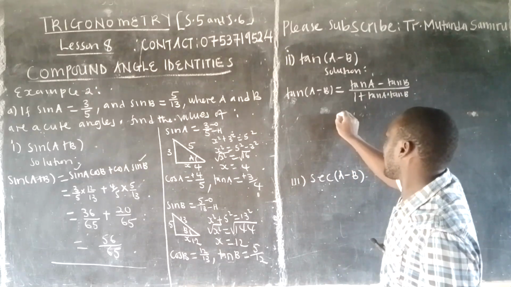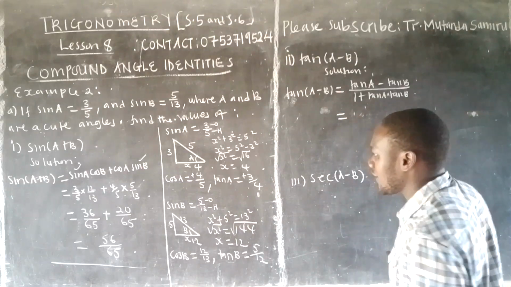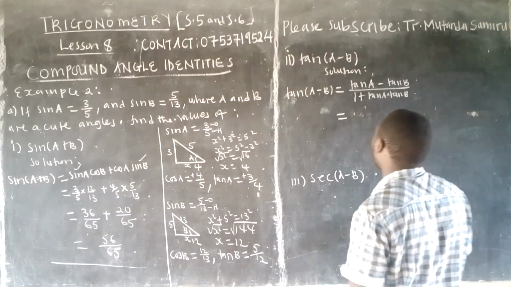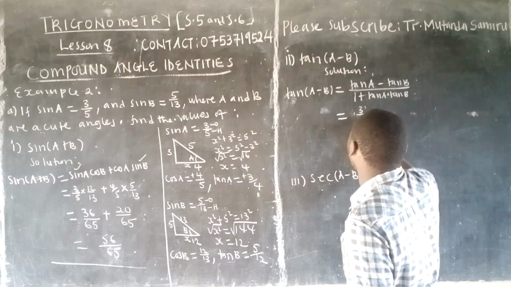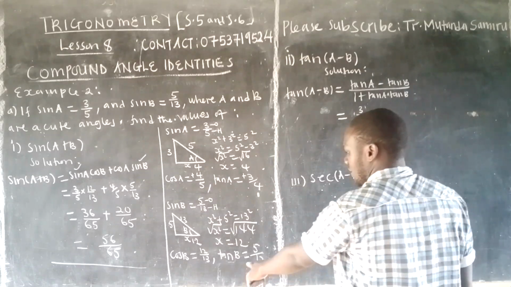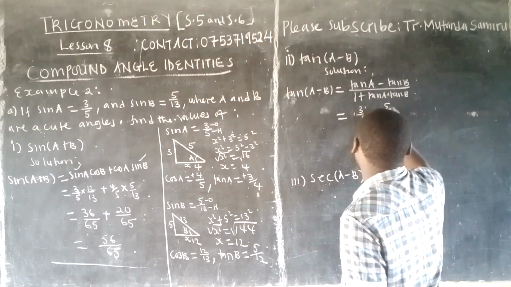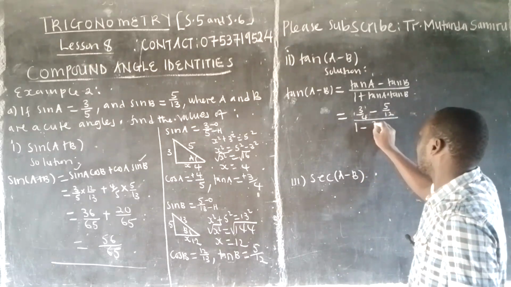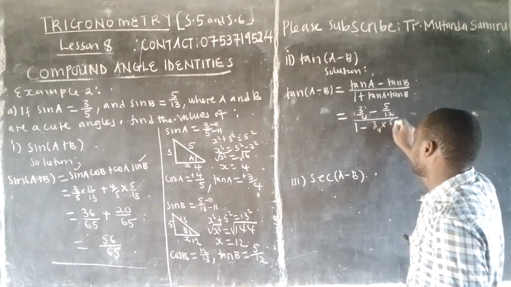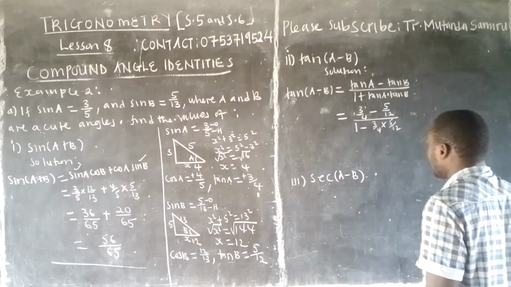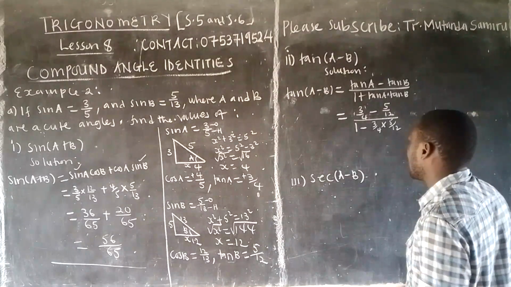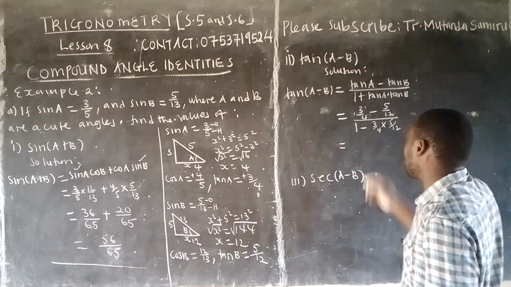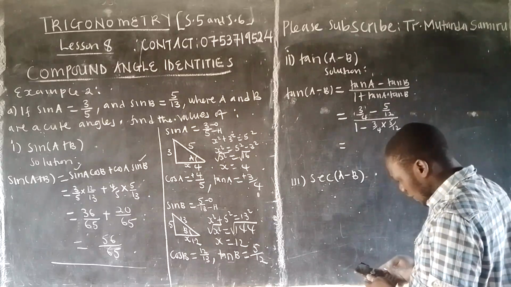After reaching that level, now let's substitute. What is our tan A? Tan A is 3 over 4, so tan A is 3 over 4 minus tan B. Tan B is 5 over 12, over 1 plus 3 over 4 times 5 over 12. That's what we're having. So you can use your calculator to solve the values up.